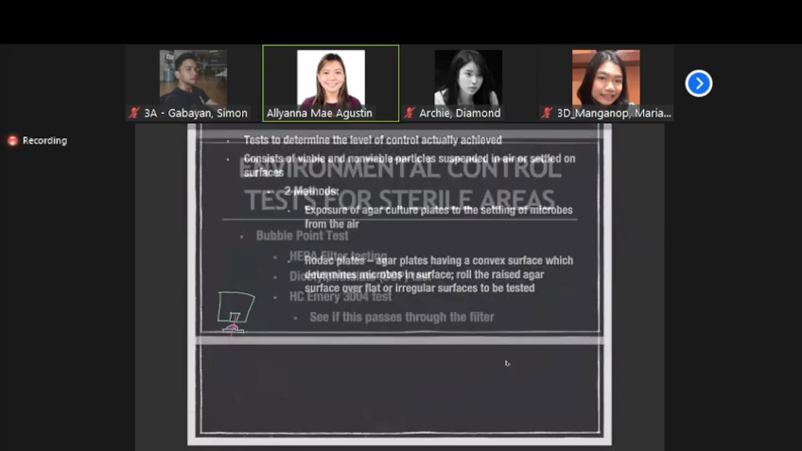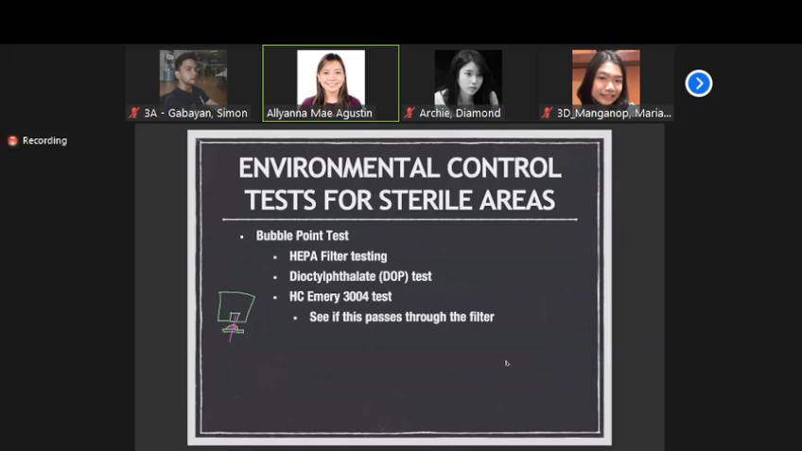Then, we have your HEPA filter testing. I think we are familiar with the HEPA filter, right? In HEPA filter class, your high efficiency particulate air filter. During the pandemic, the HEPA filter became popular. It filters the air that comes into you. The filter membrane is so small that it filters even viruses and bacteria. So you have your HEPA filter.